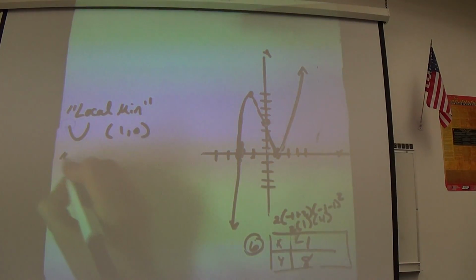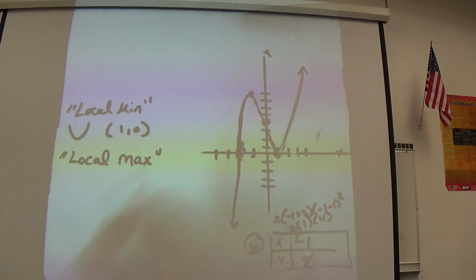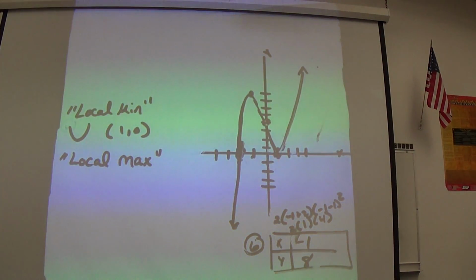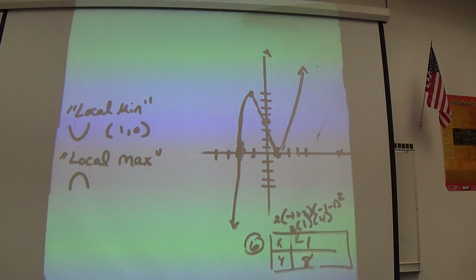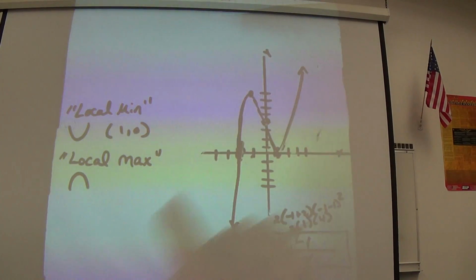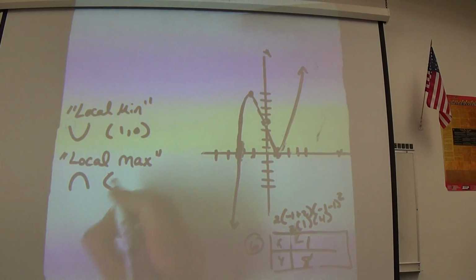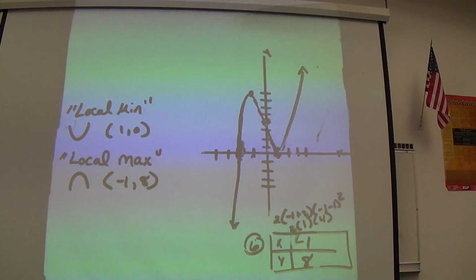You also have what we call local maximums. The local maximums go the other way. They're the ones that have the peaks happening. That only happens in one spot, right here. So where is my local maximum? -1, 8. Questions?